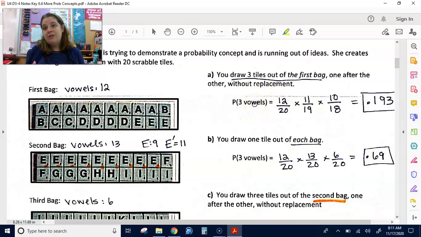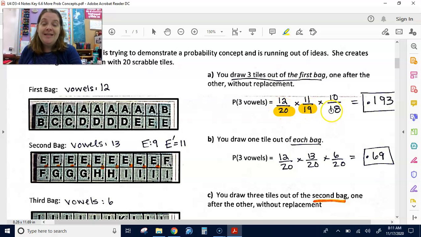Now, this is definitely going to be dependent because I'm taking them out of the bag without replacement. The first time there's 20, and then the next time there'll be 19, and the next time there'll be 18. So the probability of getting a vowel is actually changing each time. That is what dependence looks like. So that would be 12 out of 20 times 11 out of 19 times 10 out of 18. Remember, your vowels are A, E, I, O, and U. That's where those are coming from. So I end up with that probability.